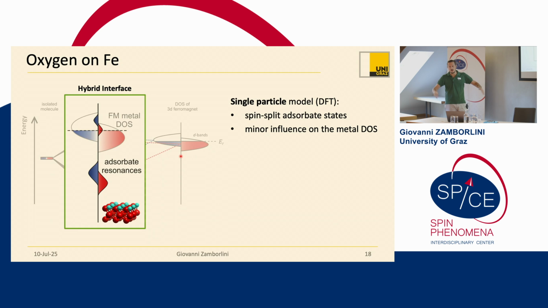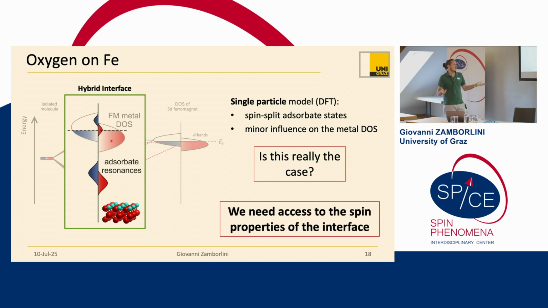If you now put more molecules and form an ordered structure, you have a hybrid interface, where these adsorbate resonances split into bonding and anti-bonding. And in this model, there is only a minor influence on the metal density of states. So is this really the case? Of course, to check whether the single particle picture applies, we needed to access the spin properties of the interface.